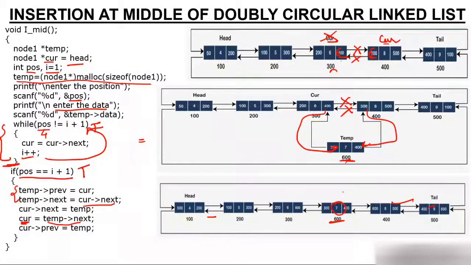So this is how we have inserted a node in the middle of a doubly circular linked list. This coding is almost the same as, if you see, a doubly linked list, or a singly linked list, or a singly circular linked list.